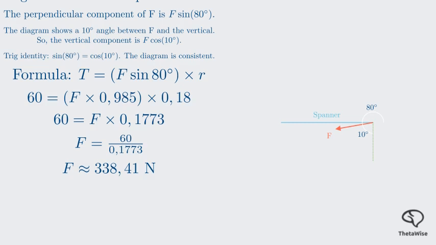As you can see, we need to apply a slightly larger force when it's at an angle compared to when it's perfectly perpendicular to get the same torque. We have now solved the problem by determining the required force at a specific angle. Let's move on to example 2.7.